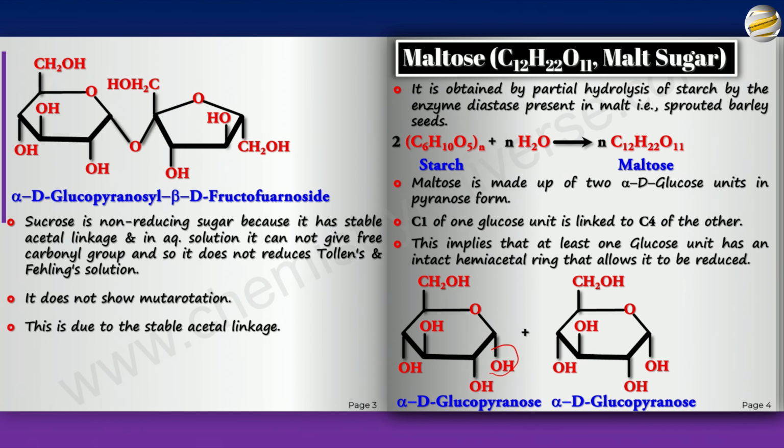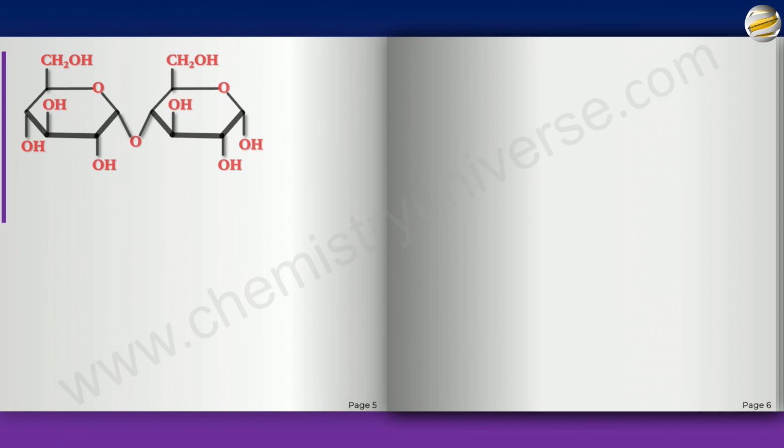anomeric OH will react with C4. This is C1, this is C2, this is C3, this is C4. So these two OHs react, which means it leaves this as the hemiacetal part. So they react and you get this. And here you can say it is alpha D glucopyranosyl alpha D glucopyranoside.